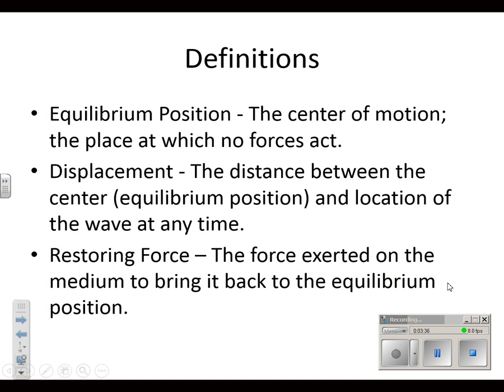Now the displacement is the distance between the center or your equilibrium position and the location of a wave or an oscillation at any time. A restoring force is a specific force, but it is exerted on a medium, whether that's a ball or a mass or a weight or whatever, to bring it back to the equilibrium position.